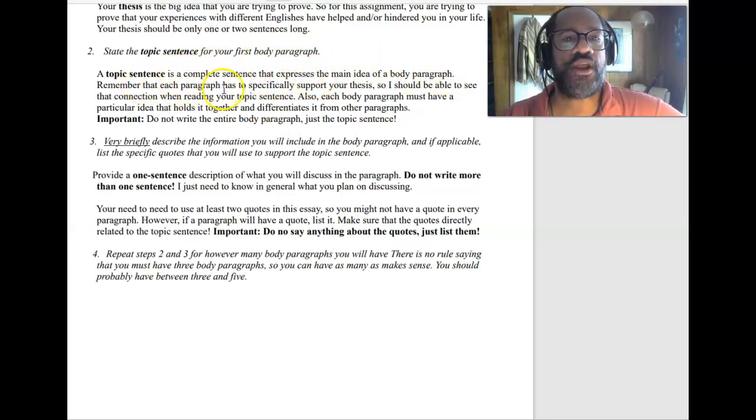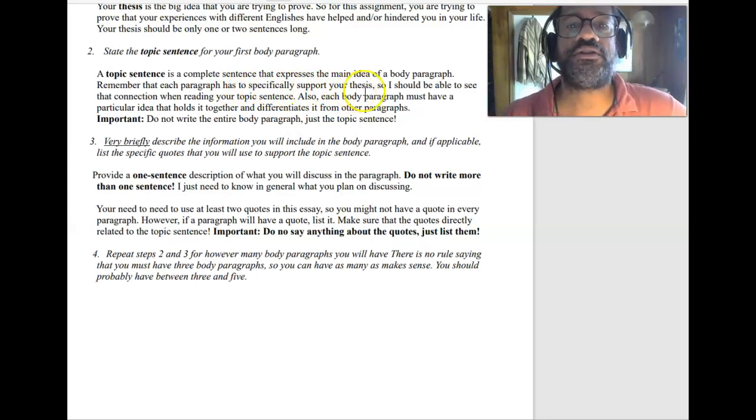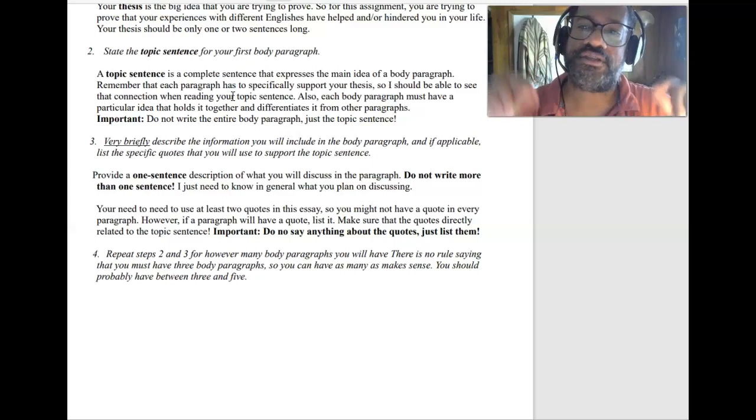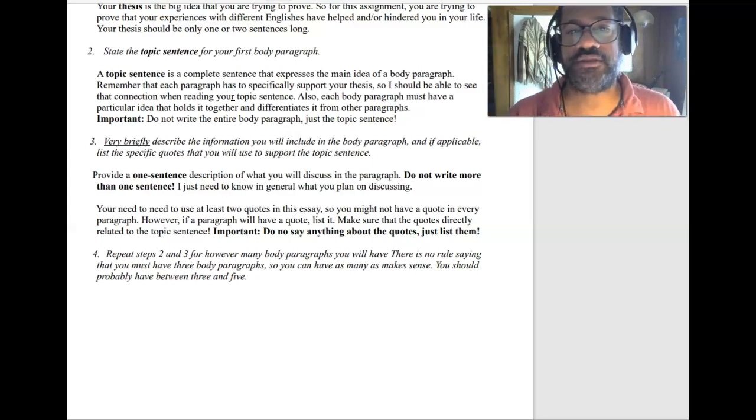I say, remember that each paragraph has to specifically support your thesis, right? Everything is about your thesis, so somehow it has to support your thesis. So I should be able to see that connection when reading your topic sentence. I should be able to understand, oh, I understand how this topic sentence relates back to the thesis.